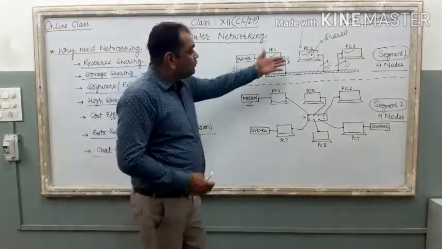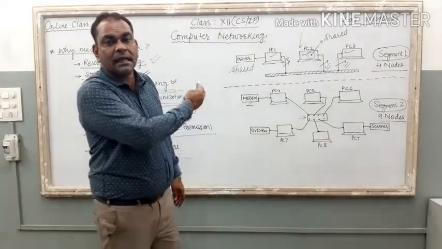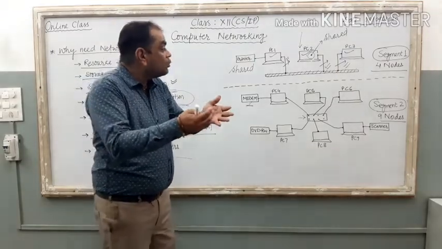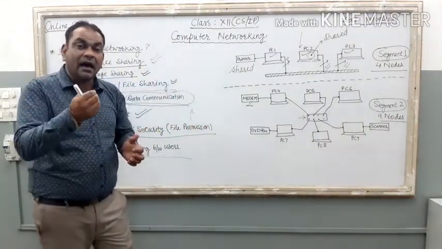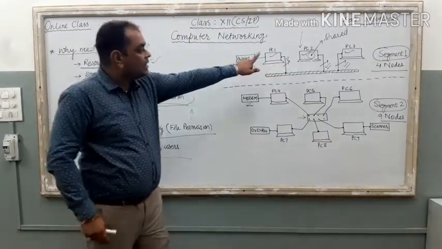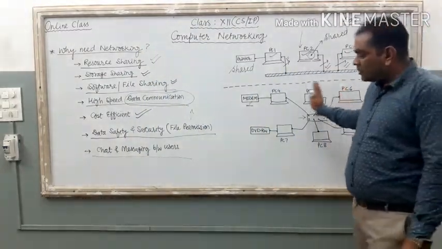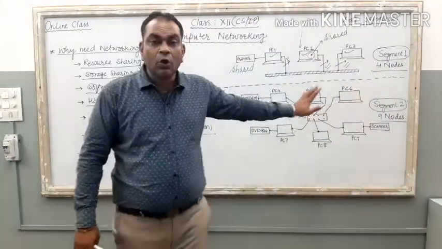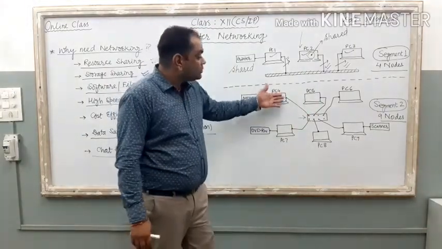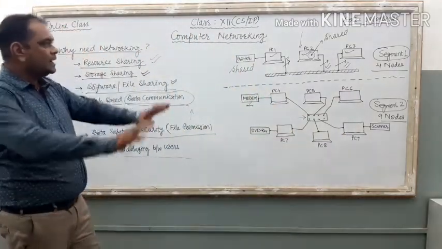Now, out of these 4 nodes in the first diagram, count the number of computers. How many computers are there in the first diagram? 1, 2, 3. 3 PCs are there. The total number of computers in the network are known as workstations. So, out of these 4 nodes, 3 workstations are there in segment 1. If we talk about segment 2, out of 9 nodes, 6 workstations, because here 6 computers only. Right? I hope the diagram is clear in your mind.